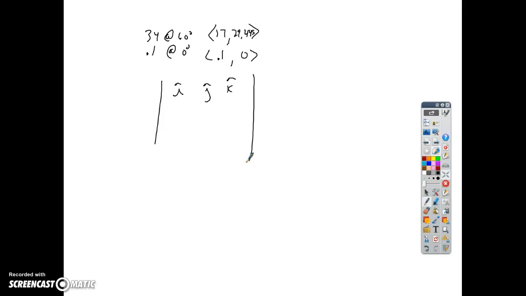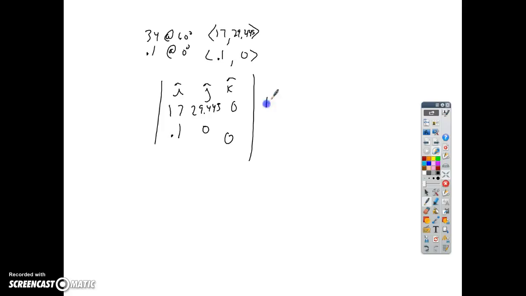I'm going to put in 17, 29.445. What's K going to be? 0. I had nothing in that direction when I started. I didn't push it outwards. I'm not taking the wrench and shoving it this way, out of the board or in the board. I'm shoving it this way. Okay, what about this one? 0.1, 0, 0, right?